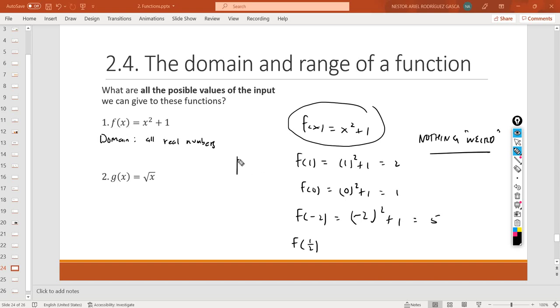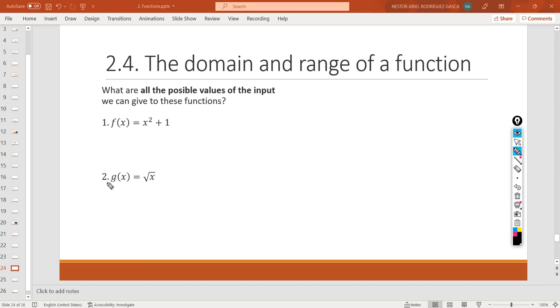Okay, if you think, once again, if you think of f as a machine, you can input any value in here, and this machine will always be able to provide an output. It will never break. Never. For any input, it will never break. It's going to be able to process that input and give you an output. Now let's compare this one with this one. G of x equals the square root of x.